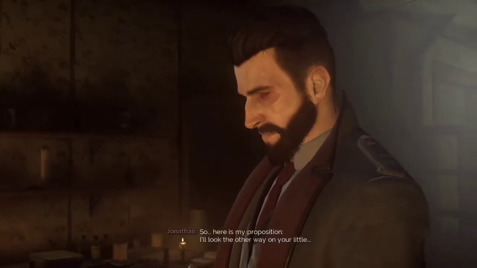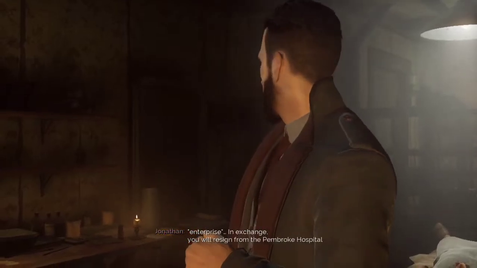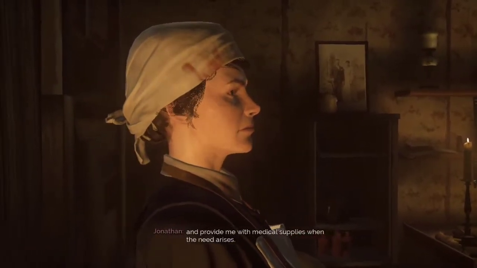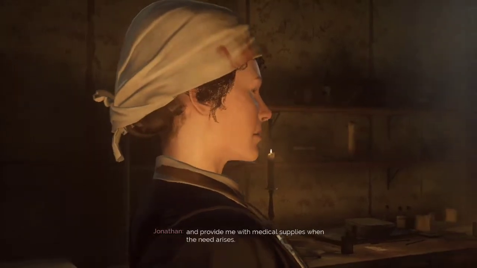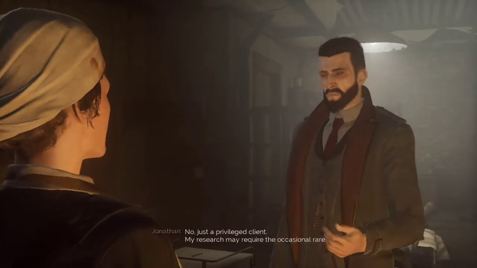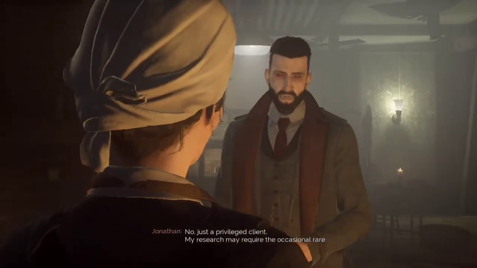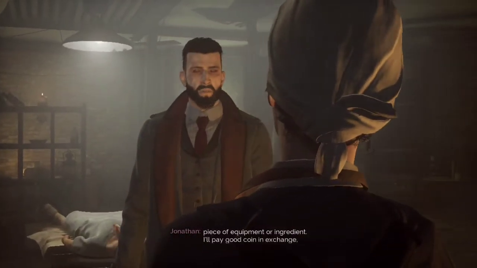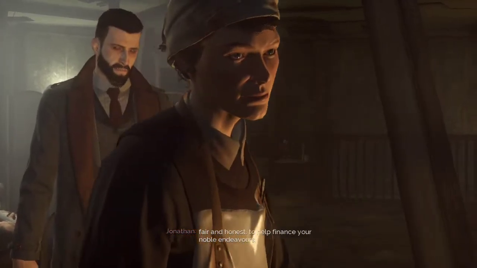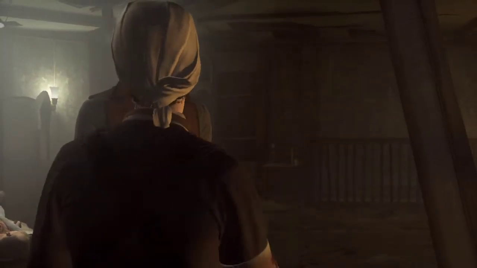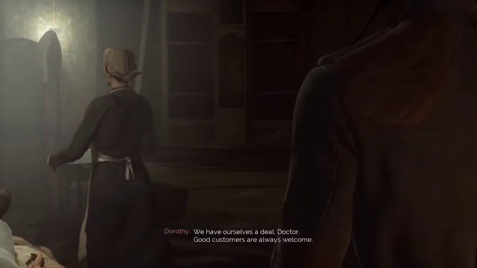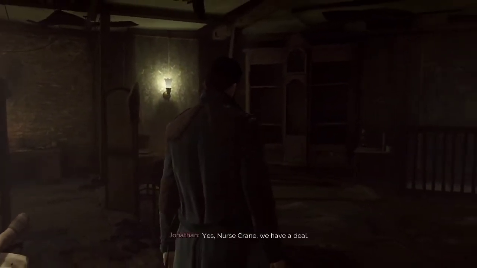So, here is my proposition. I'll look the other way on your little enterprise. In exchange, you will resign from the Pembroke Hospital. And provide me with medical supplies when the need arises. Dr. Reid! That sounds like a business proposition. My accomplice, then? No. Just a privileged client. My research may require the occasional rare piece of equipment or ingredient. I'll pay good coin in exchange, fair and honest, to help finance your noble endeavors. We have ourselves a deal, Doctor. Good customers are always welcome. Yes, Nurse Crane. We have a deal.